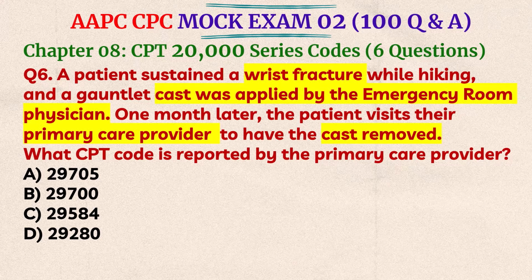Here you have to highlight that this is a wrist fracture, the cast was applied by the emergency room physician, and the primary care provider removed the cast. The question here is the code for the primary care provider. So don't mix it up with the emergency room physician's procedure. When you look at the answers, all answers are adjacent codes, so you can use the elimination method to find the answer in the exam.